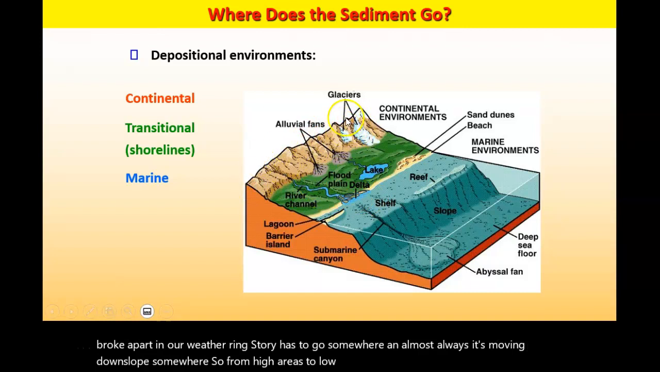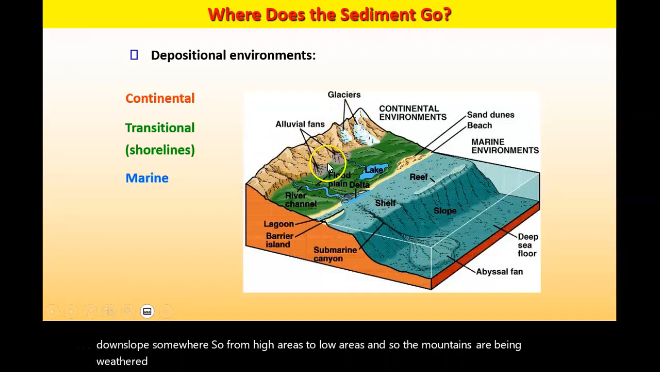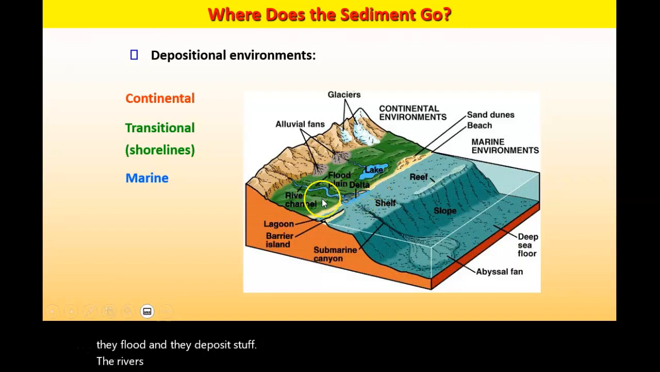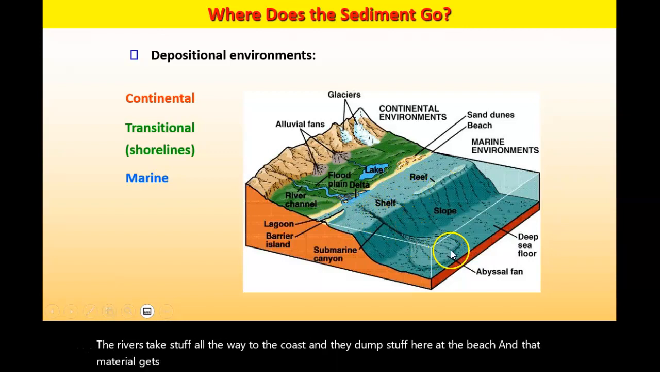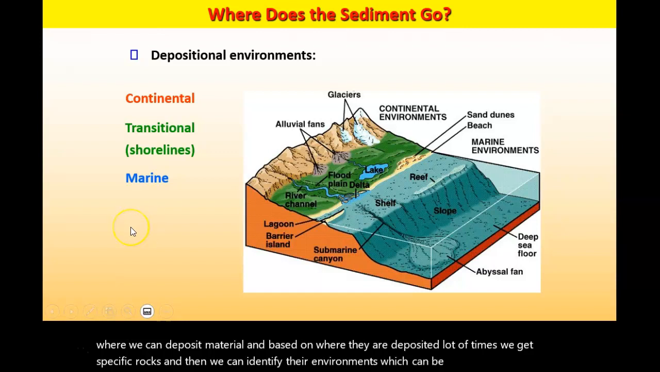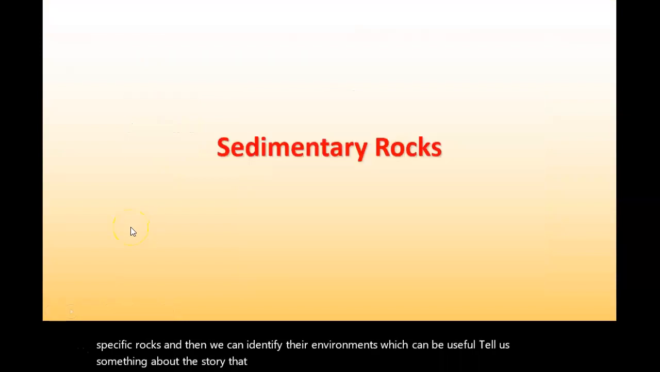And so the mountains are being weathered and then eroded and deposited in these little things called alluvial fans, where we have a rush of water deposit a bunch of stuff on the valley floor. Rivers are transporting stuff and they flood and they deposit stuff. The rivers take stuff all the way to the coast and they dump stuff here at the beach. And that material gets moved by the oceans and that gets down here. So we have these different areas where we can deposit material, and based on where they're deposited, a lot of times we get specific rocks, and then we can identify their environment, which can be useful to tell us something about the story that has occurred over geologic time.